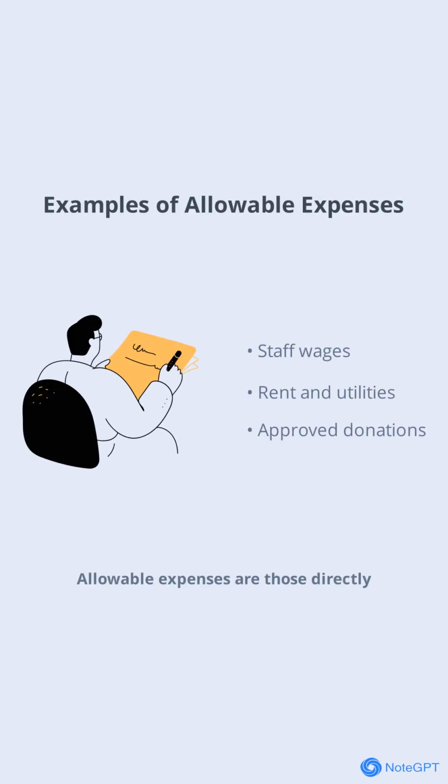Allowable expenses are those directly tied to the business's operations. Examples include staff salaries and wages, excluding partners, rent, utilities, insurance for the business premises, repairs and maintenance, business-related travel expenses, professional fees, and donations that are approved by the tax authority. These deductions help ensure that only genuine business costs reduce the taxable income.